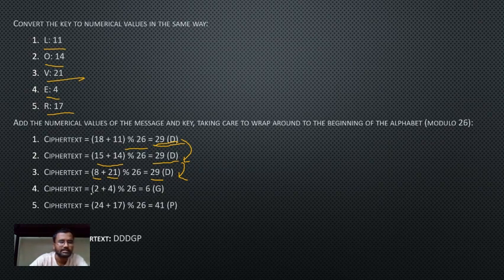Then the fourth letter is C. The value of C is 2, and the fourth letter of the key is E, and the value of E is 4. By adding both, 4 plus 2, we get the value as 6. Considering the 6 as G, and as we did above, we repeat the same process. We get the value as 41, and considering 41 as P, we get the final value of the ciphertext as DDDGP.